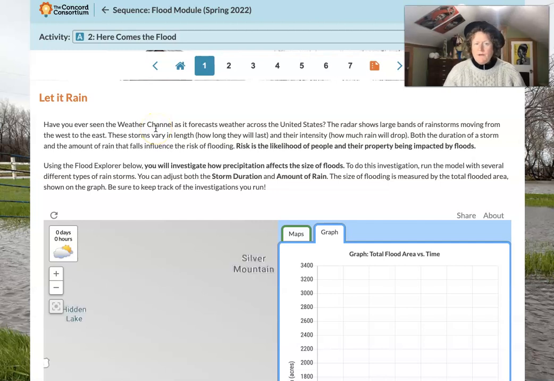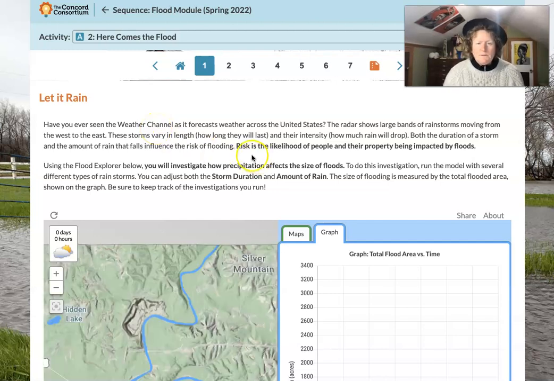Have you ever seen the Weather Channel as it forecasts weather across the United States? The radar shows large bands of rainstorms moving from the west to the east. The storms vary in length, how long they will last, and their intensity, how much rain they will drop. Both the duration of the storm and the amount of rain that falls influence the risk of flooding. Risk is the likelihood of people and their property being impacted by floods.